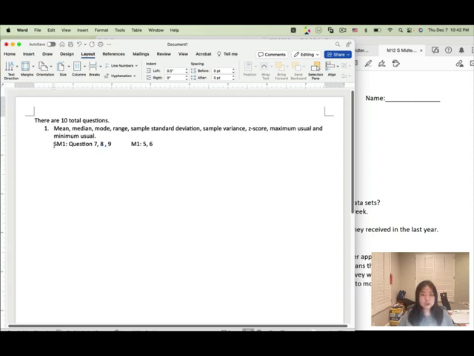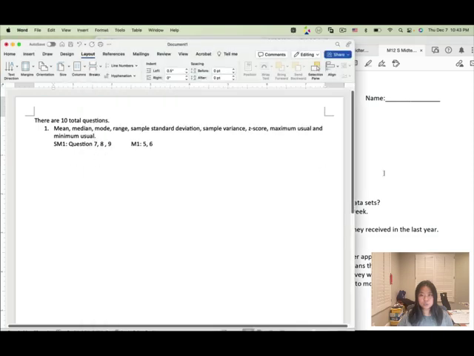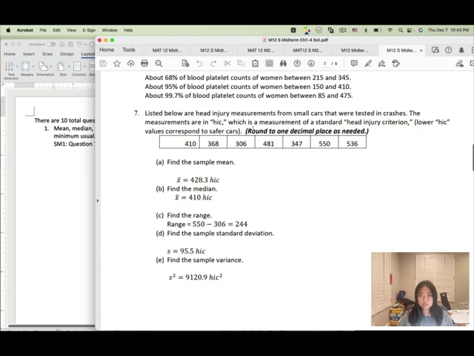you're going to look at your sample midterm 1. Try to redo questions 7, 8, and 9. So I do have a sample midterm 1, and I need to work on questions 7, 8, and 9. So number 7, they're going to give you the data. You need to know how to find the sample mean, median, range, sample standard deviation, and sample variance. Try to show all your work, okay, to get the full credit.